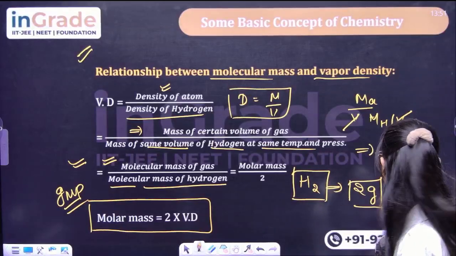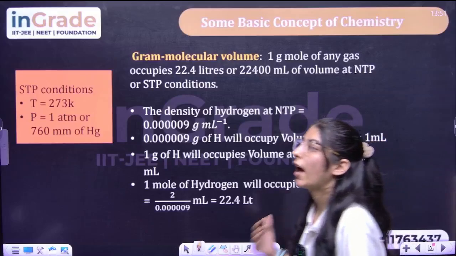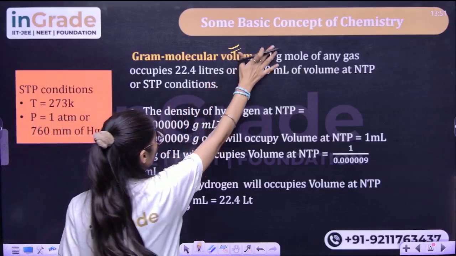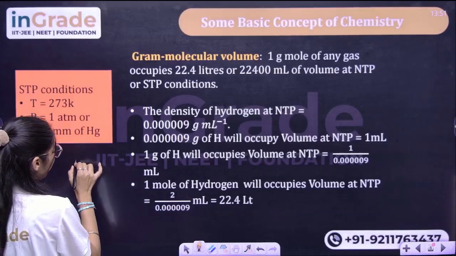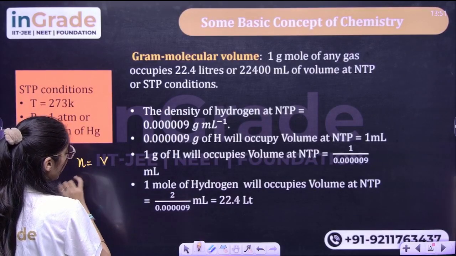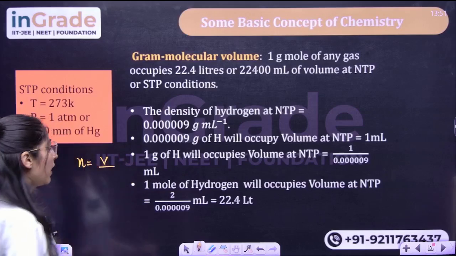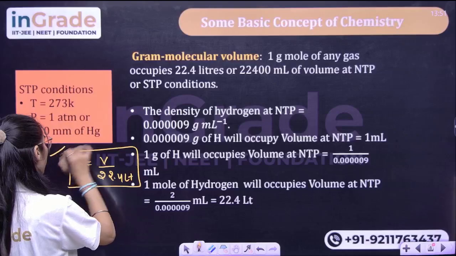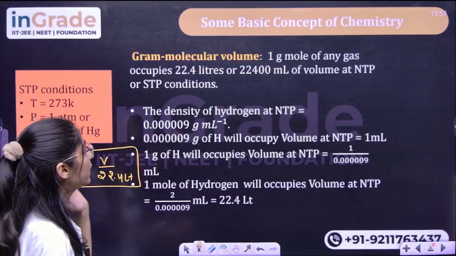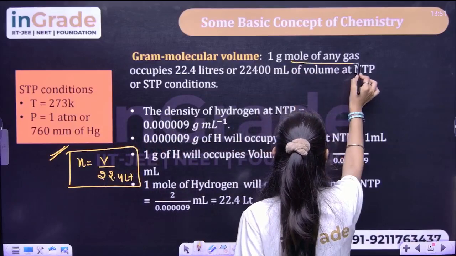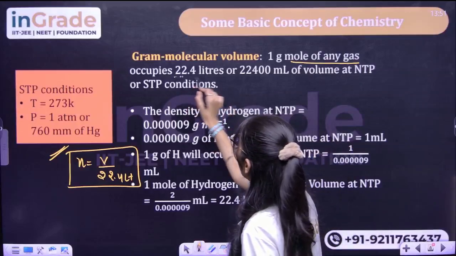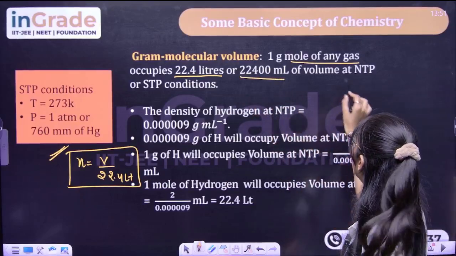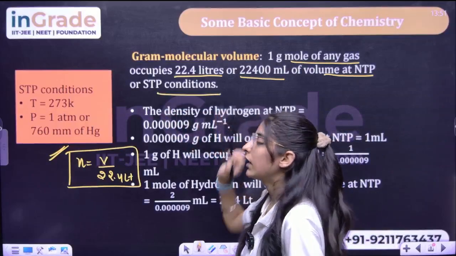Okay, now let's move further and see what gram molecular volume is. This is very important for you to understand, because in mole concept we have seen the formula which says that number of moles equals given volume divided by 22.4 liter, right? So how this 22.4 liter comes, we are going to see here. Students, it simply says that 1 gram mole of any gas occupies 22.4 liter, or 22,400 ml of volume at NTP or STP condition.